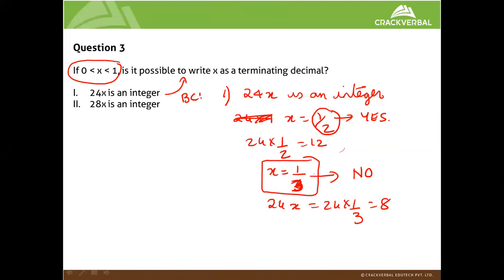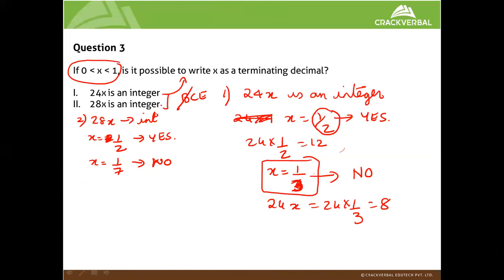The 3 possible answer choices are B, C, and E. Now coming to the second statement. The second statement tells us that 28x is an integer. Clearly I can have x to be half, because 28 into half is 14, and half is definitely a terminating decimal. Or I can have x to be 1 by 7. Then 28 into 1 by 7 is 4. This gives me a no, since 1 by 7 is definitely not a terminating decimal. So the second statement also is clearly insufficient individually.